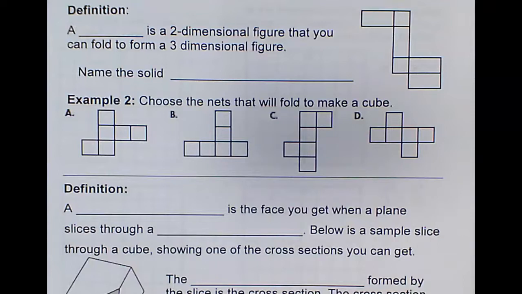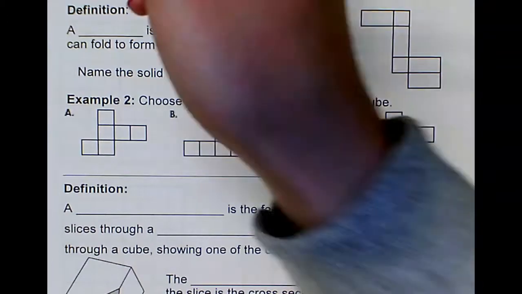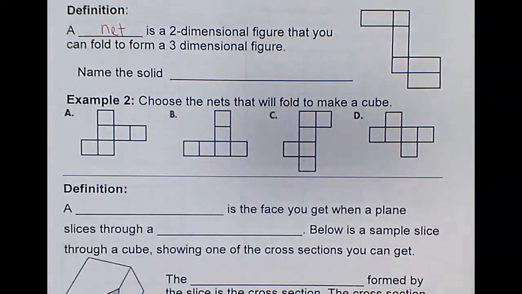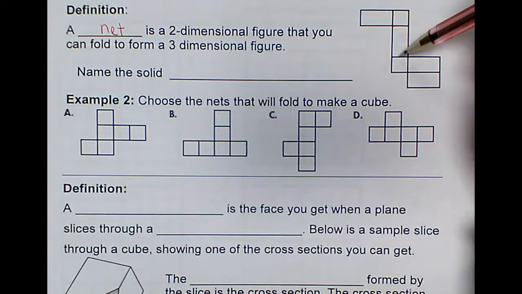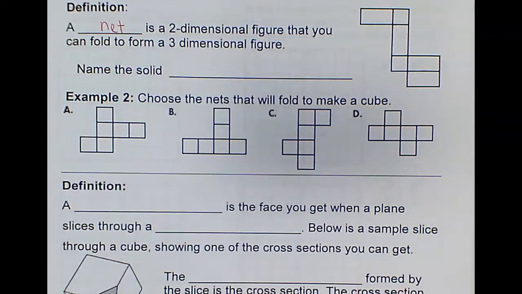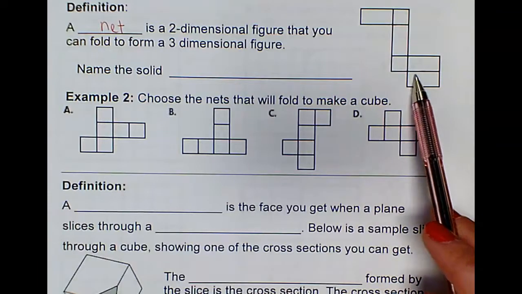So we're moving into a little bit more terminology. And instead of just naming figures, now we're talking about something that's just slightly different. We want to talk about a net. A net is a 2-dimensional figure that you can fold to form a 3-dimensional figure. So if we were in class like normal, we would take a net and cut it out and fold it along these little lines right here, these creases, and we would try and see what 3-dimensional figure it creates.